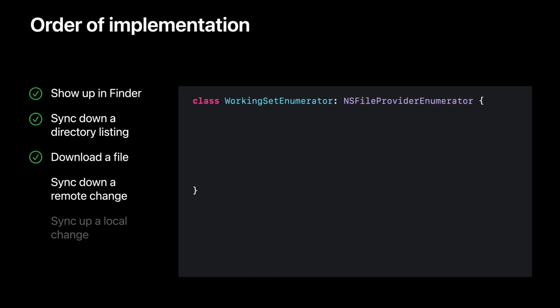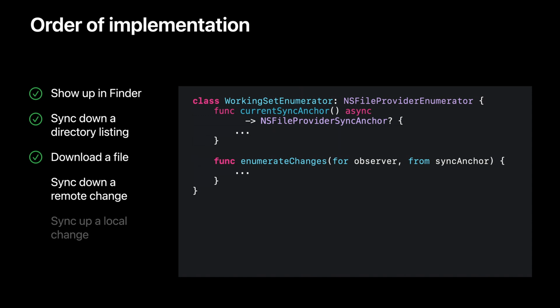To allow our directory structure to stay in sync, we'll implement another type of enumerator. This one syncs remote changes. The system calls the current sync anchor method first to get a sync anchor. You return a data object that describes a change cursor for your database. Whenever you signal that something has changed, the system will ask for changes since the last anchor you provided. You can then return the changes and finally a new anchor.